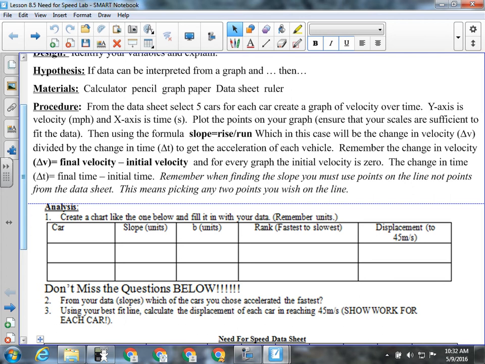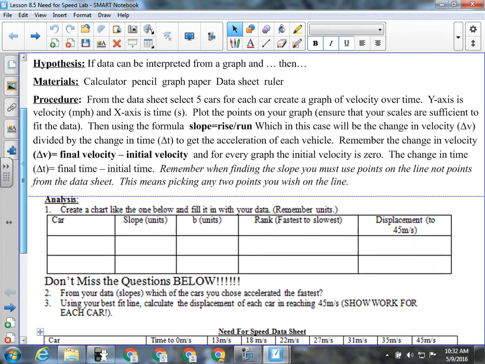So we're going to plot the points. It's got this big long procedure in here about how to do this all by hand, which we are not doing. We are going to do this on Google Sheets, same as last time. So you'll open up a new spreadsheet and fill it all in.